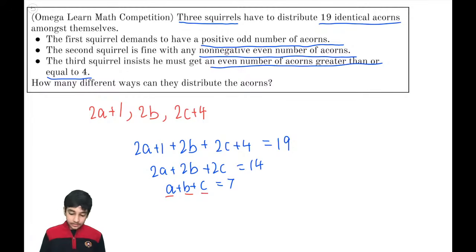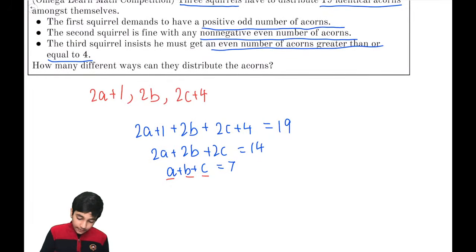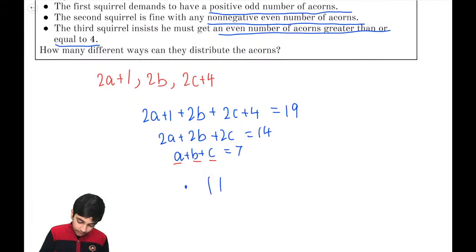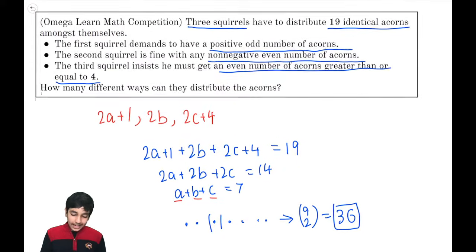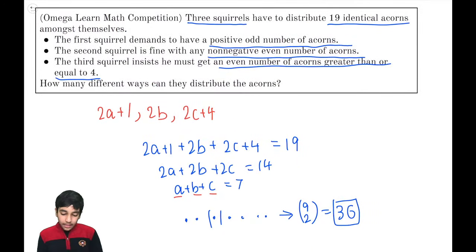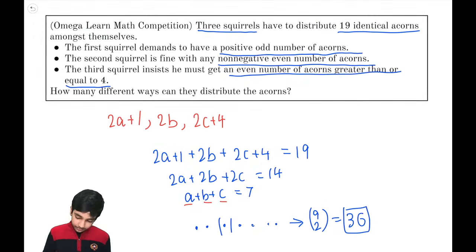So overall, we have a plus b plus c is 7. So we can just have 2 bars and 7 dots, 3, 4, 5, 6, 7. That's just going to be equal to 9 choose 2, which is 36, the answer. The key idea was a really clever application of stars and bars. Another way to do it is just casework, but I'm not going to show that because it's way longer.